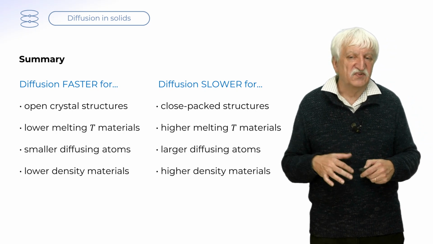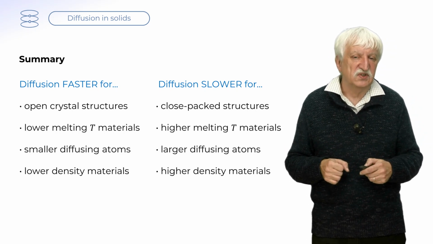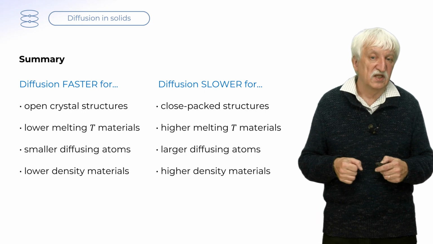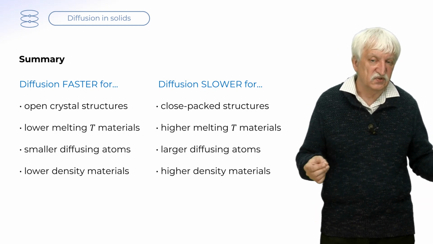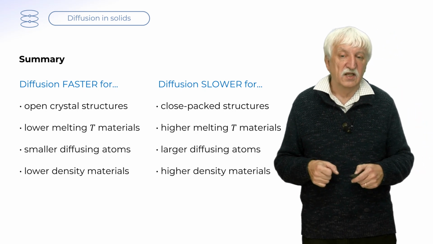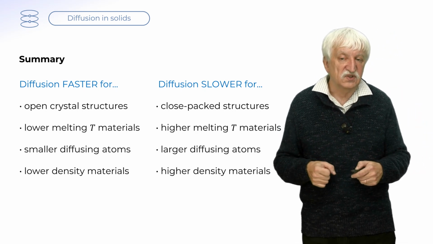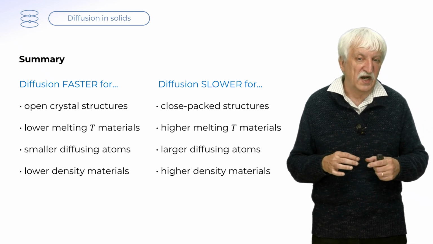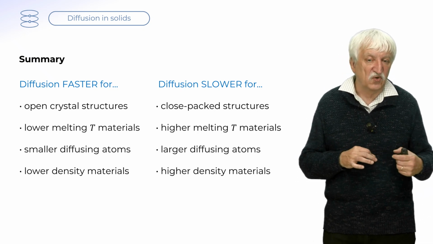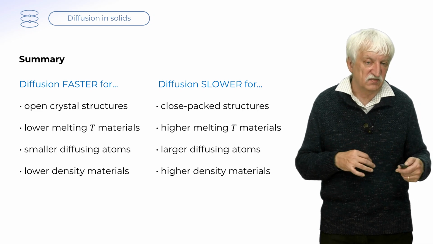The diffusion is faster for smaller diffusing atoms, and the diffusion is slower for larger diffusing atoms. And finally, the diffusion is faster for lower density materials, while it is slower for higher density materials.